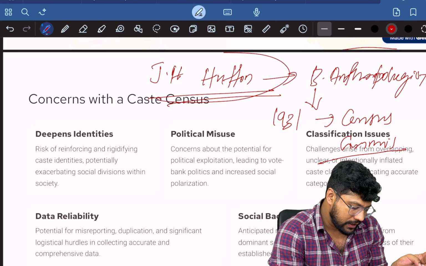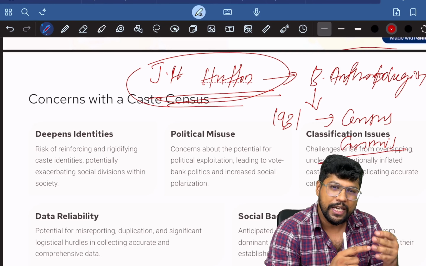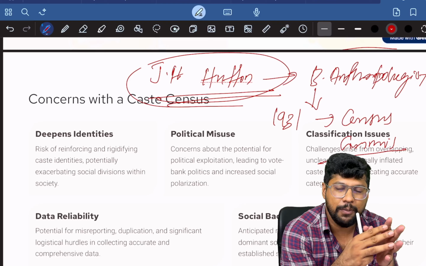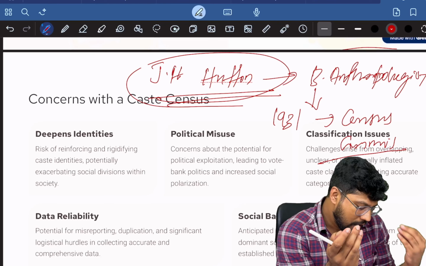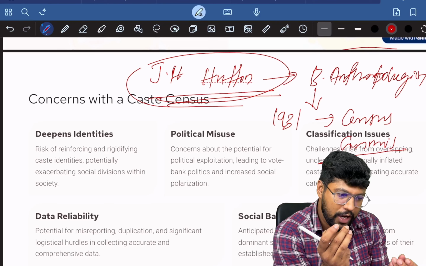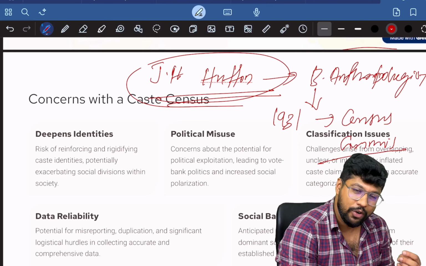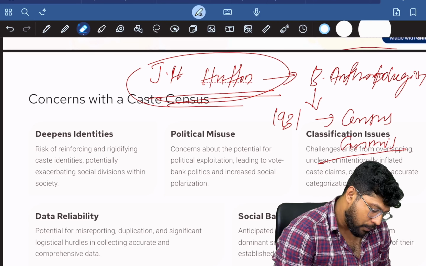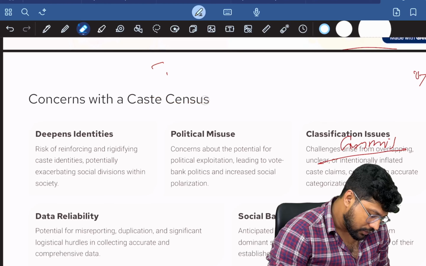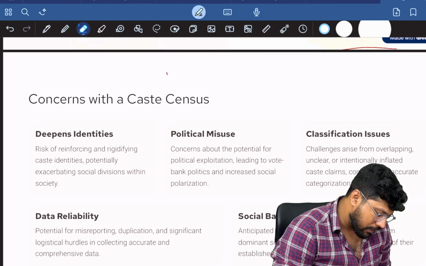So J.H. Hutton's view is that it is impossible to get rid of an institution by ignoring it. So the caste census is very relevant, because if we do not take the caste census, we cannot get rid of caste. That is the important viewpoint given by J.H. Hutton. So what is the concern with the identification or the present caste census?